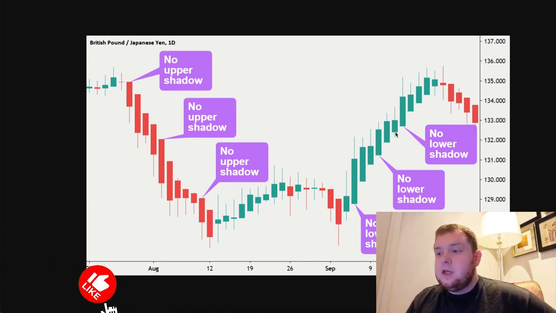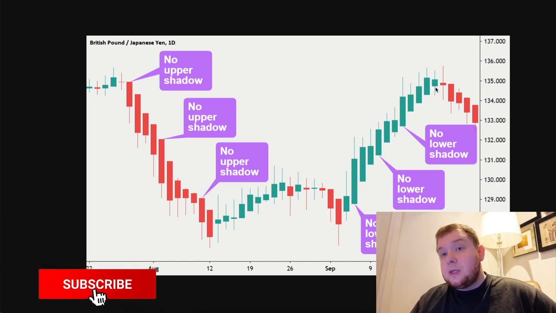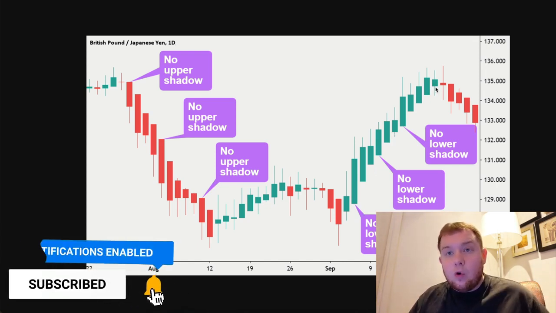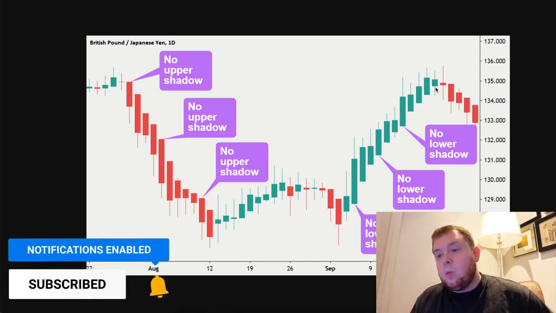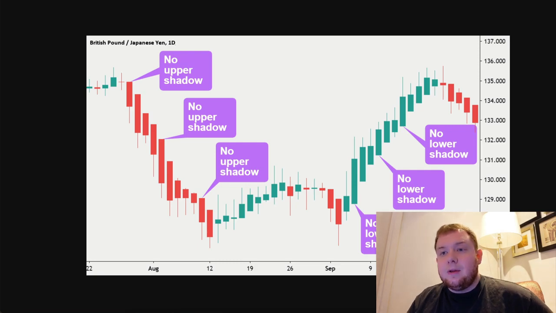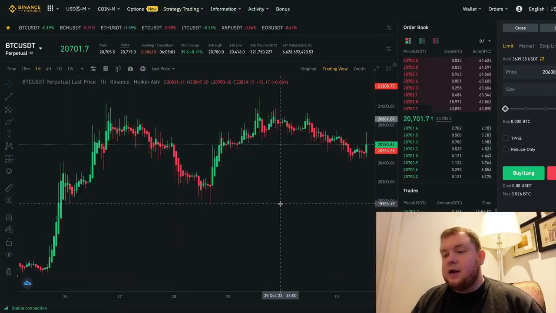And again, when we start to see these wicks here, like so, we can understand that the trend is smoothing out. And of course, this is very valuable information when you are a trader. So yeah, let's go back over to this right now, and we have made our Heikin-Ashi candles.